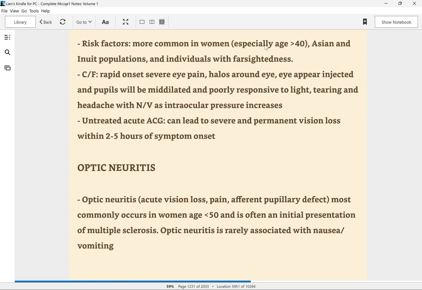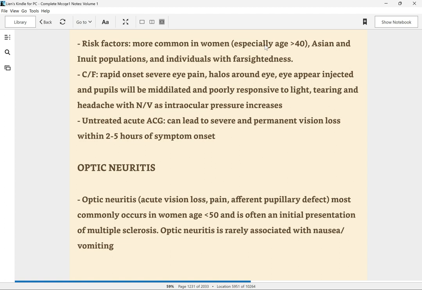C/F: rapid onset severe eye pain, halos around the eye, appears injected, and pupils will be mid-dilated and poorly responsive to light, with tearing and headache with N/V as intraocular pressure increases. Untreated acute angle closure can lead to severe and permanent vision loss within 2 to 5 hours of symptom onset.